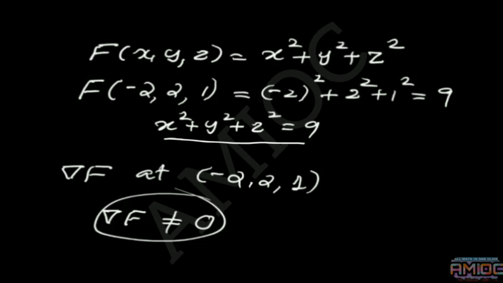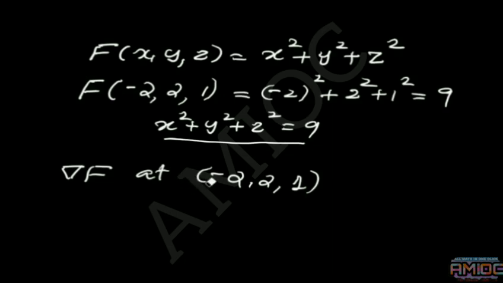First of all, we need to evaluate del f and we have to conclude that del f is not equal to 0. So, first we can evaluate the value of del f at (-2, 2, 1).